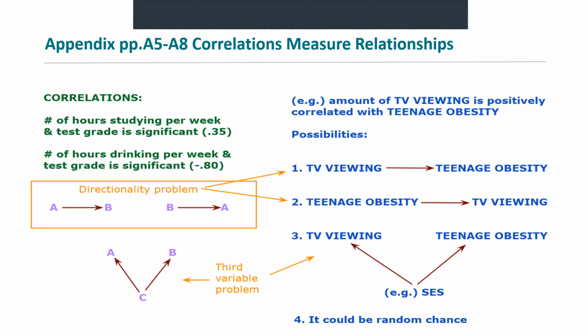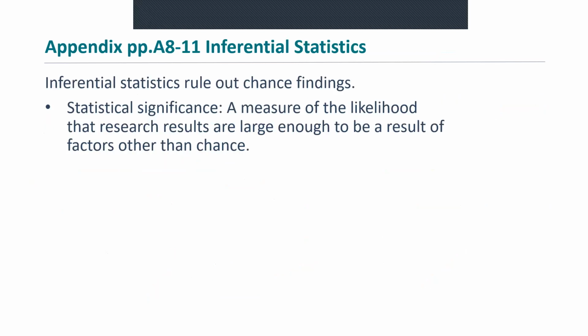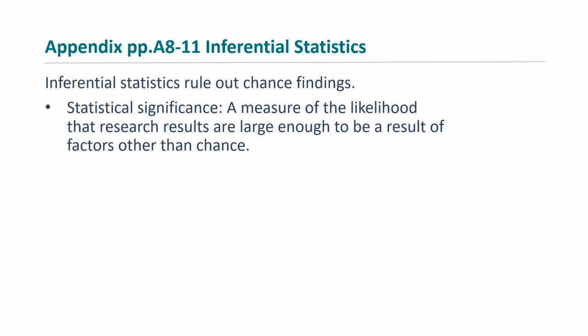Okay, this is what a correlation coefficient is. This is what the numbers mean. The second topic in this learning objective is inferential statistics. Inferential statistics allow us to determine whether we can generalize our findings from our sample to the population.